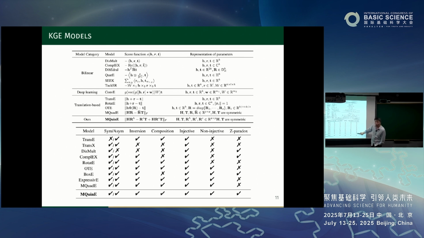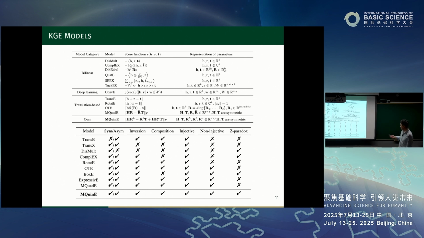Okay, we can look at this table. This has many properties, right? Only the last one can model all relation patterns. This one was published maybe 4 years ago. That's the time we had not found this column yet.